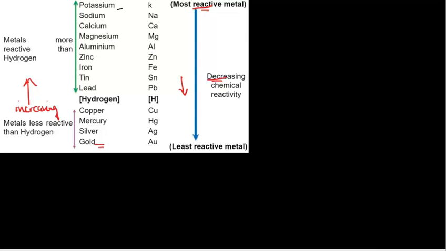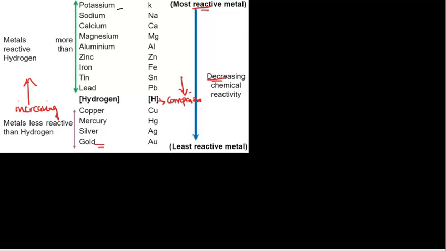Now, as we can see, we have potassium as the first one, then sodium, calcium, magnesium, aluminium, zinc, iron, tin, lead, and we also have hydrogen, which is only used for comparison. And then we also have copper, mercury, as well as silver.